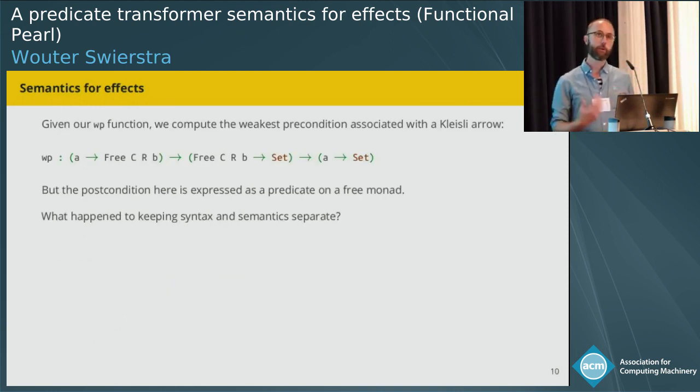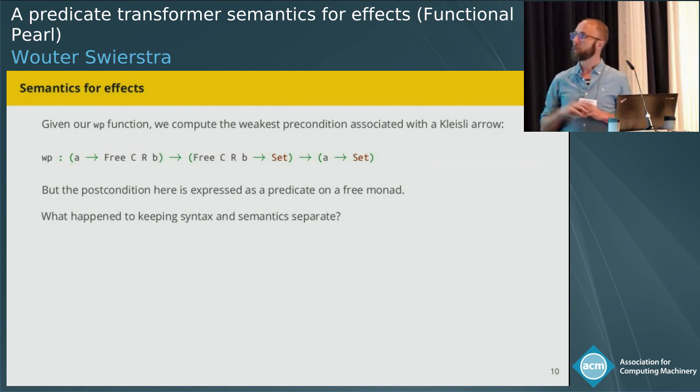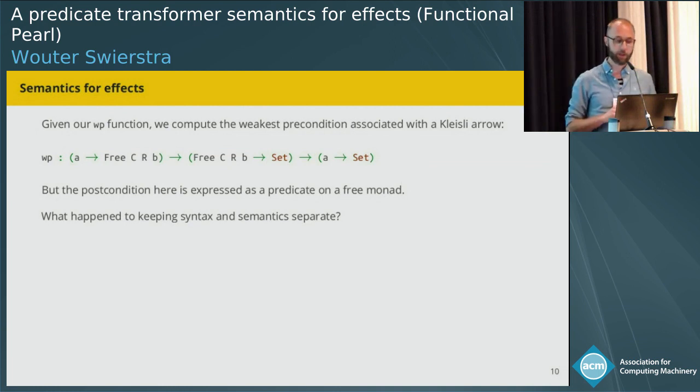So now we want to compute semantics for these effects. The obvious thing to do is, okay, let's look at a Kleisli morphism that returns one of these free structures, and then apply our weakest precondition function that we saw previously. And then what you see is this gives rise to a function of this type. But the postcondition here is a postcondition which maps this free monad on B's to set.